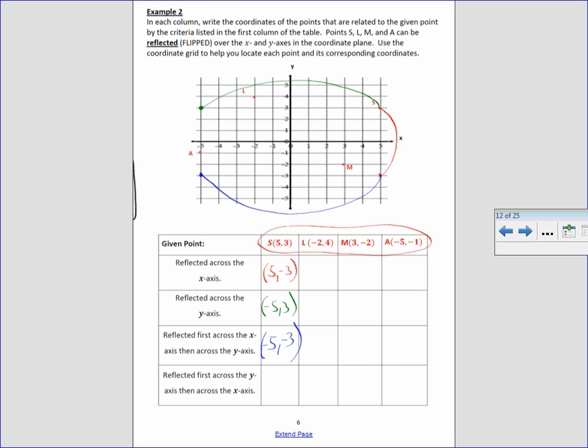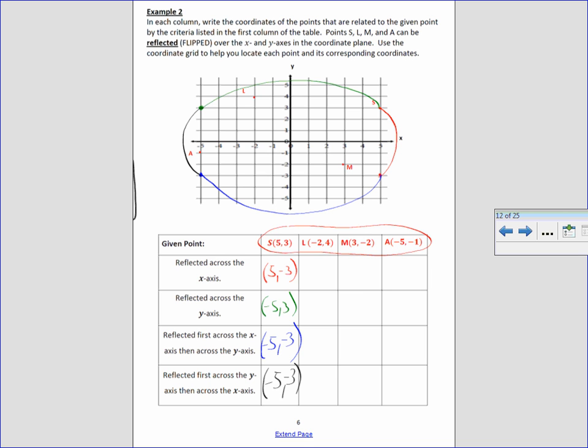One last one. First across the y. All right, I've done that. Then across the x. Same thing, isn't it? All right, say that out loud. For every single one, yes. That's a good way to check it. Let's do one more together.